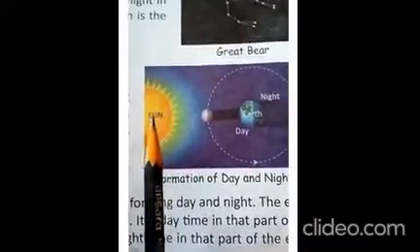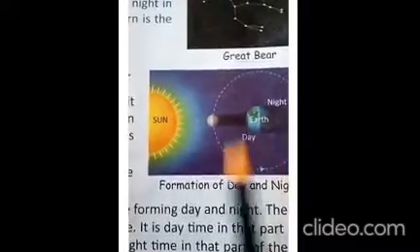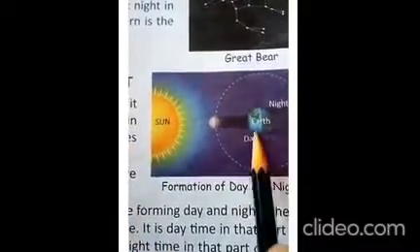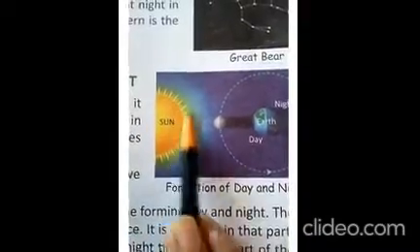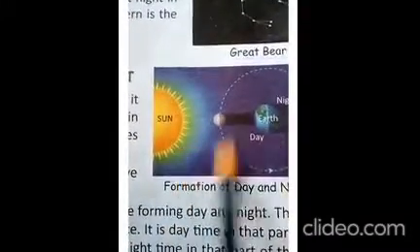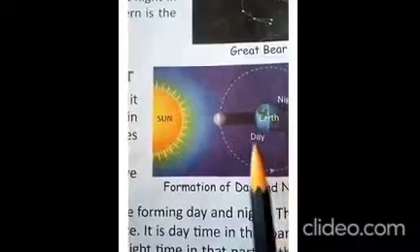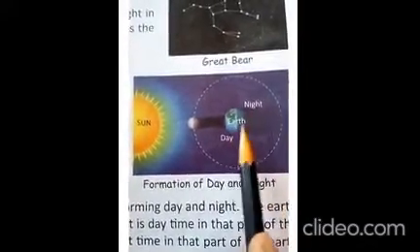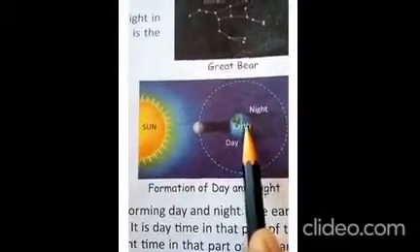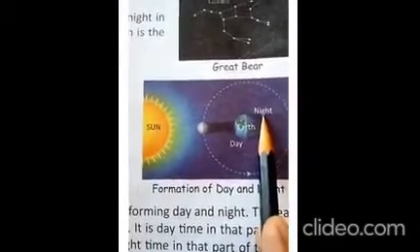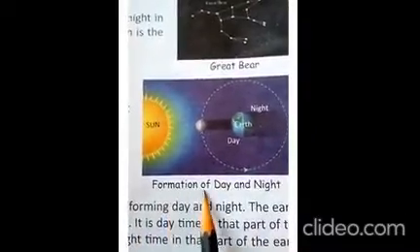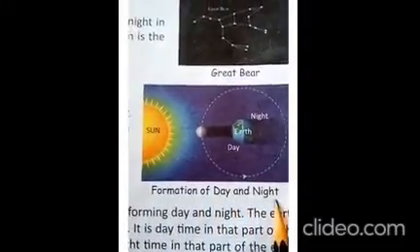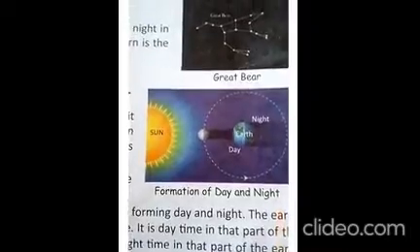Now you can see the sun, the earth. The part of the earth which is facing the sun receives direct sunlight on it, so it has daytime. And the part of the earth which is not facing the sun has night. Okay, so this is the way the formation of day and night has occurred.